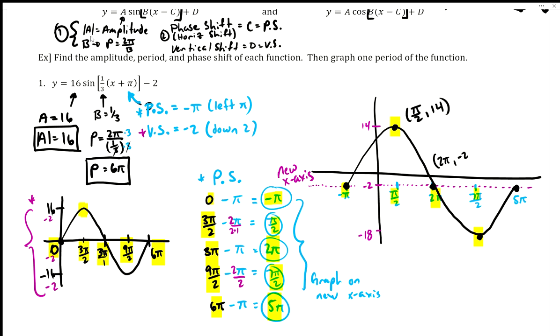So 2 pi and -2. This one is the 7 pi halves and -18. Here is the 5 pi and -2. And then this last one was pi and -2, or I guess the first one. Okay, so in case it gets too messy, it might be best to just resketch the curve and label these x's and y's. That might be a good cleanup.